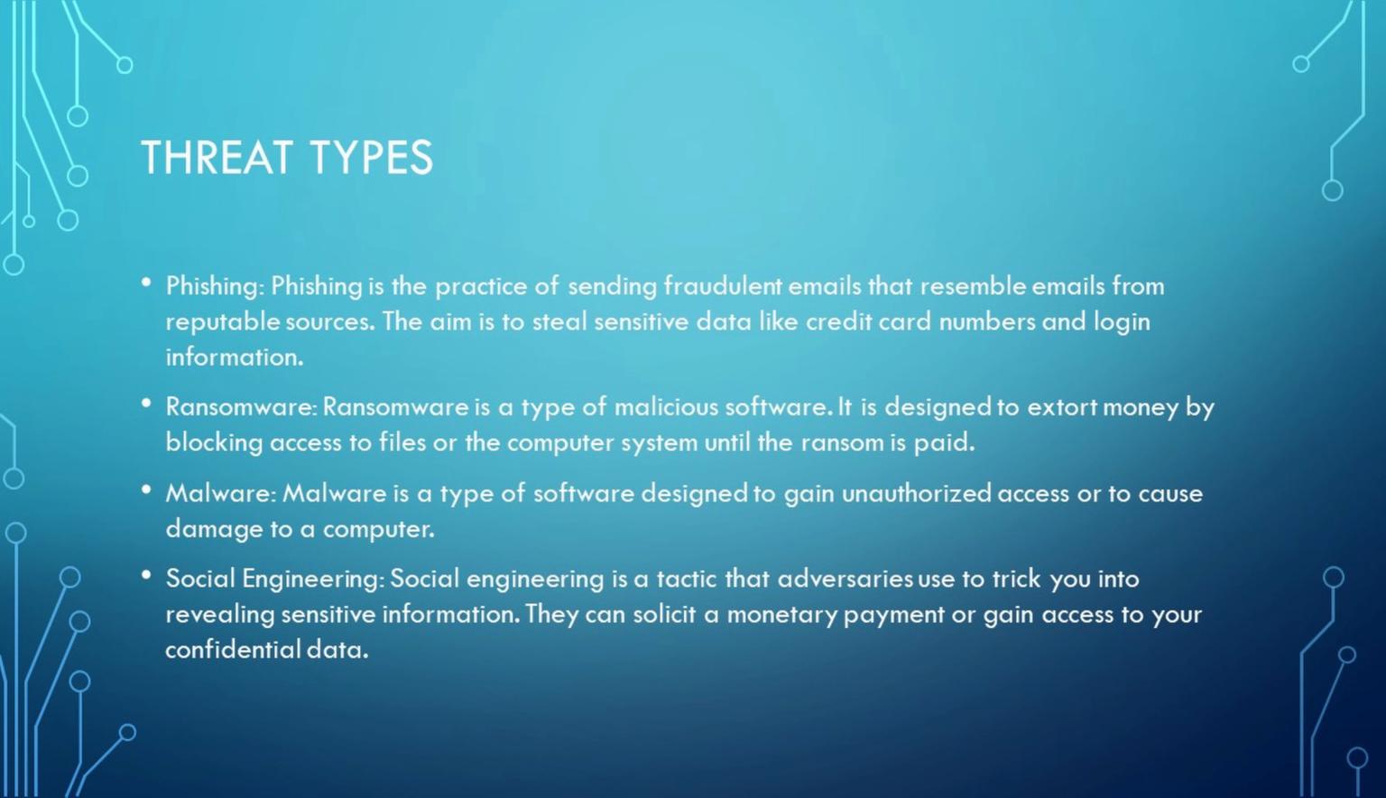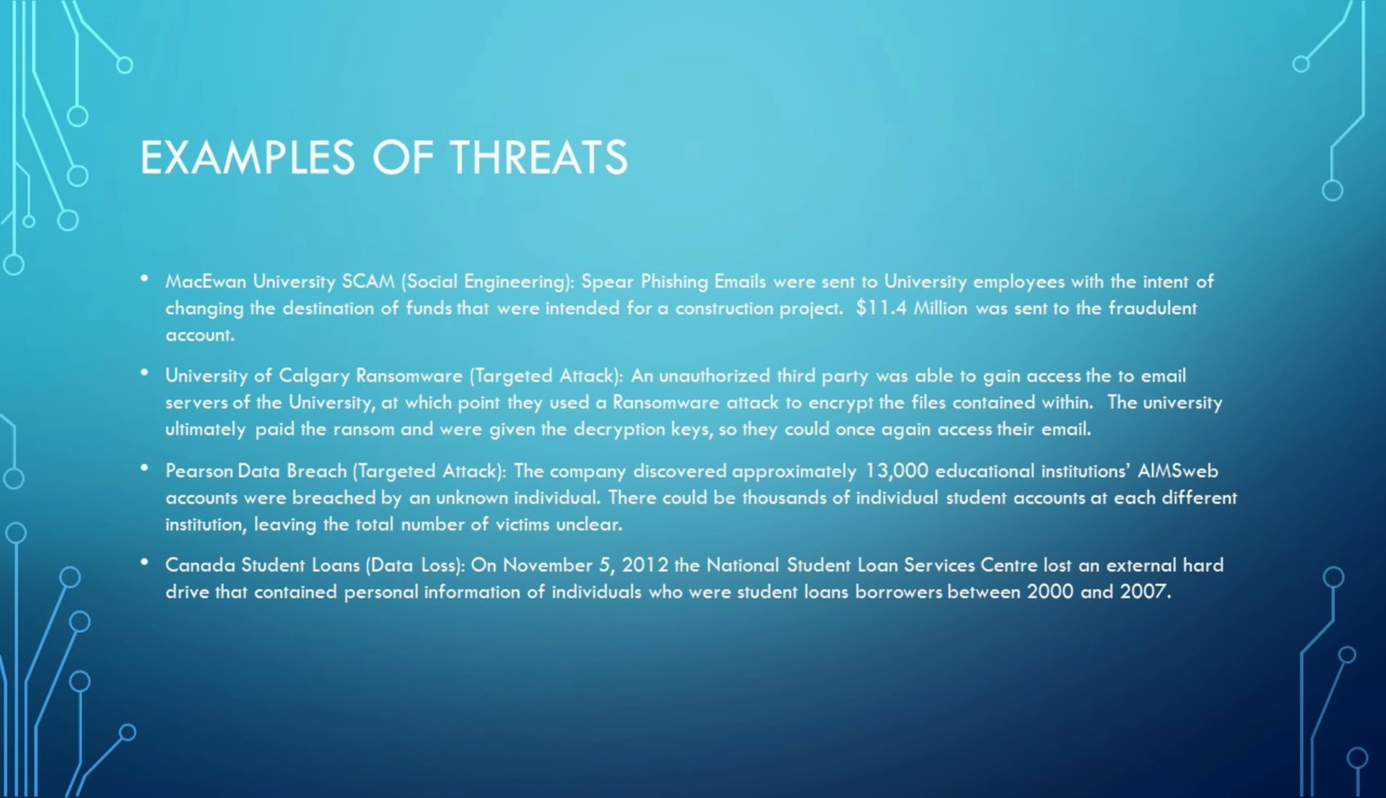Next up, we have examples of threats. We have 4 examples we're going to use: MacEwan University, University of Calgary, Pearson data breach, and the Canada student loan data loss. Let's start off with MacEwan University. This was a scam, a social engineering attack. This was a spear phish that was sent to university employees with the intent of changing the destination of funds that were intended for a construction project. Upwards and perhaps beyond, $11.4 million was sent to a fraudulent email account.